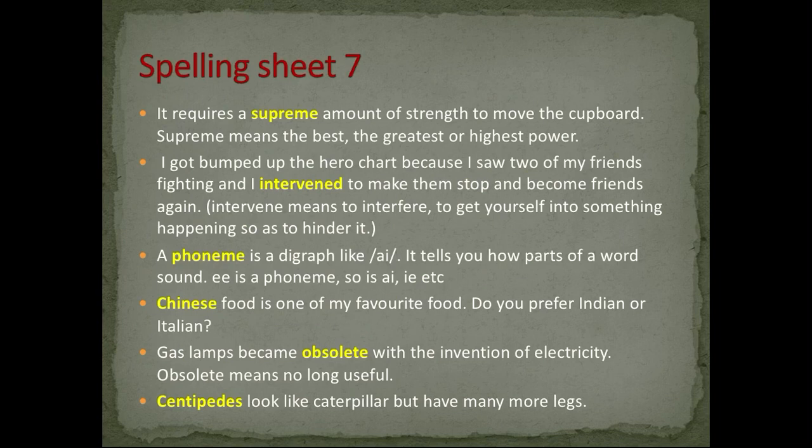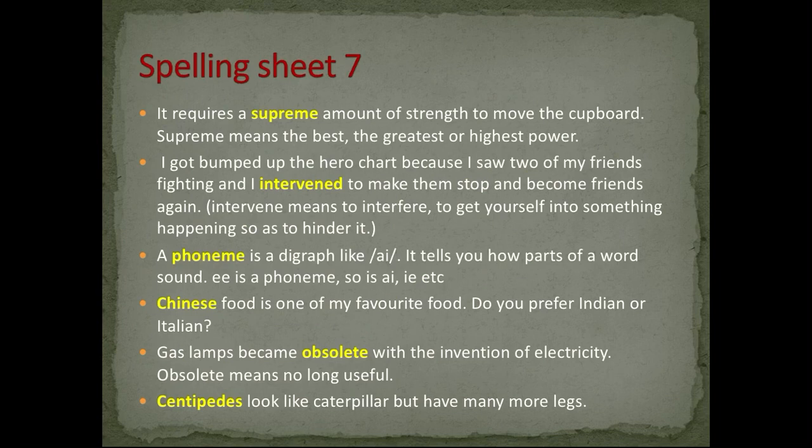I got bumped up the hero chart because I saw two of my friends fighting and I intervened. When you stop something from happening, you intervene. Okay, intervene. You see, when you intervene to stop a fight, that means you make them stop, or you stop something from happening. Okay, intervene.